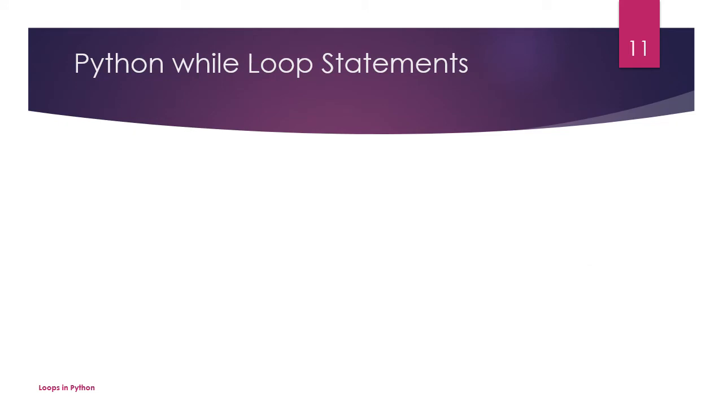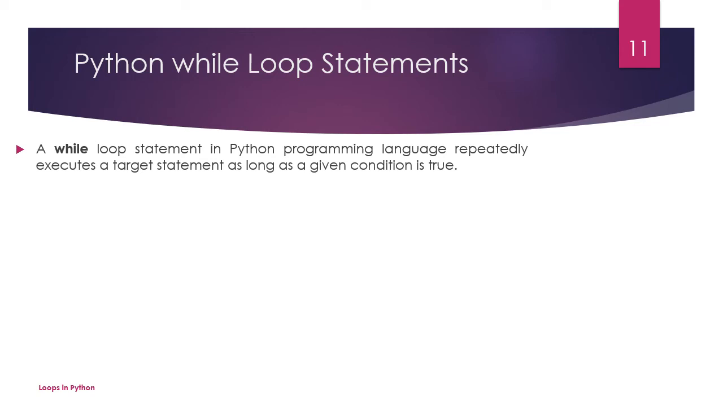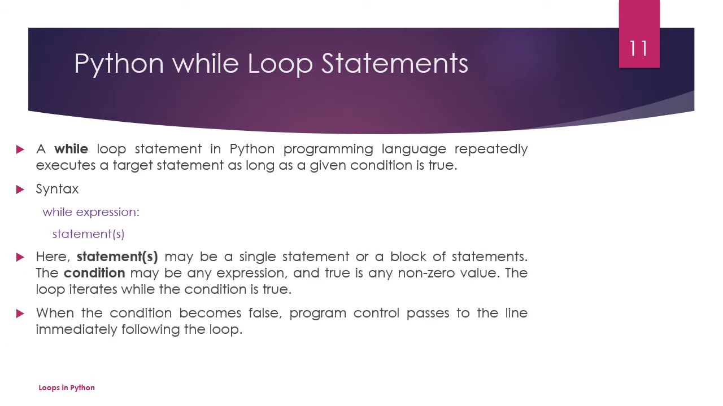Now, the Python while loop statement. A while loop statement in Python programming language repeatedly executes a set of statements, or target statement, as long as the given condition is true. Same as we have seen in C and C++ language. Syntax is: while test expression, statements. Here, the statements can be either a single statement or a block of statements as in C, C++. The condition can be any test expression, and true is always a non-zero value. The loop iterates while the condition is true. When the condition becomes false, the program control passes to the line immediately following the while loop.